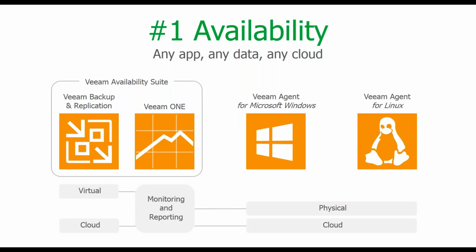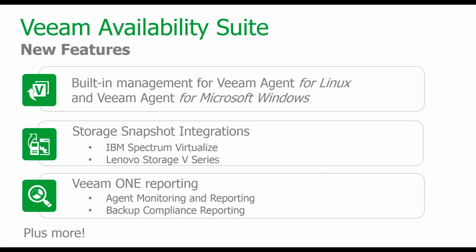So to deliver #1 availability for all your workloads, for any app, for any data on any cloud, Veeam Availability Suite, which includes Veeam Backup and Replication and Veeam ONE, fully integrates with the latest versions of Veeam Agent for Microsoft Windows and Veeam Agent for Linux to also manage physical workstations, PCs and laptops, as well as those last remaining physical servers that you have within your organization.